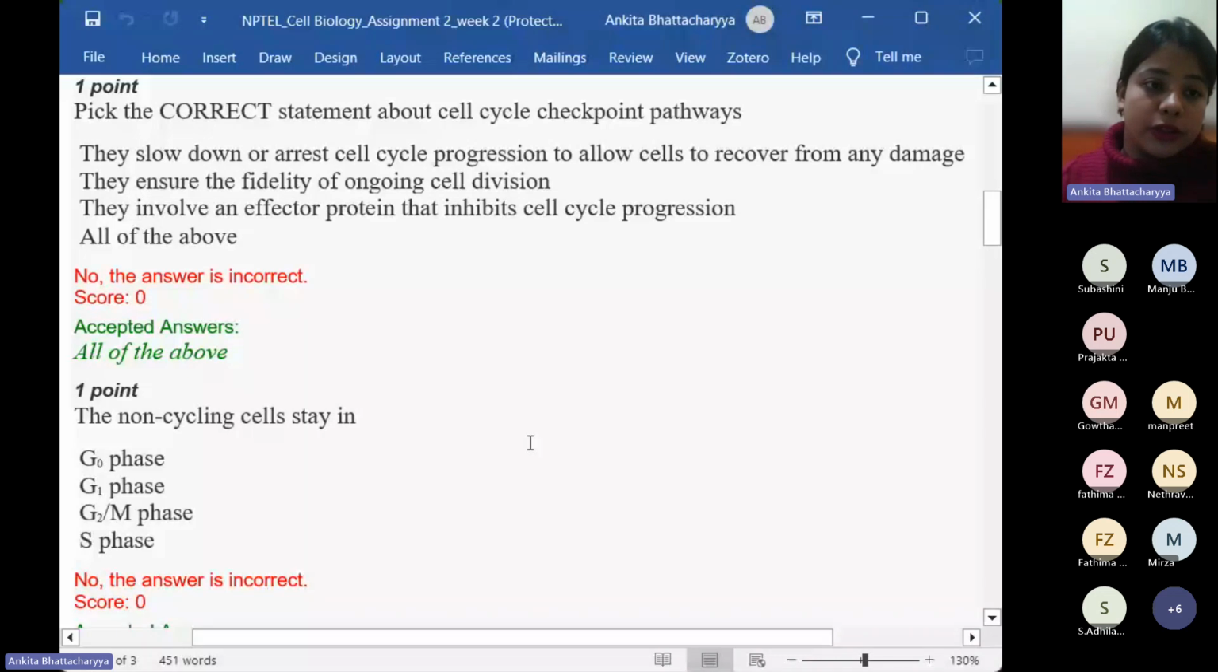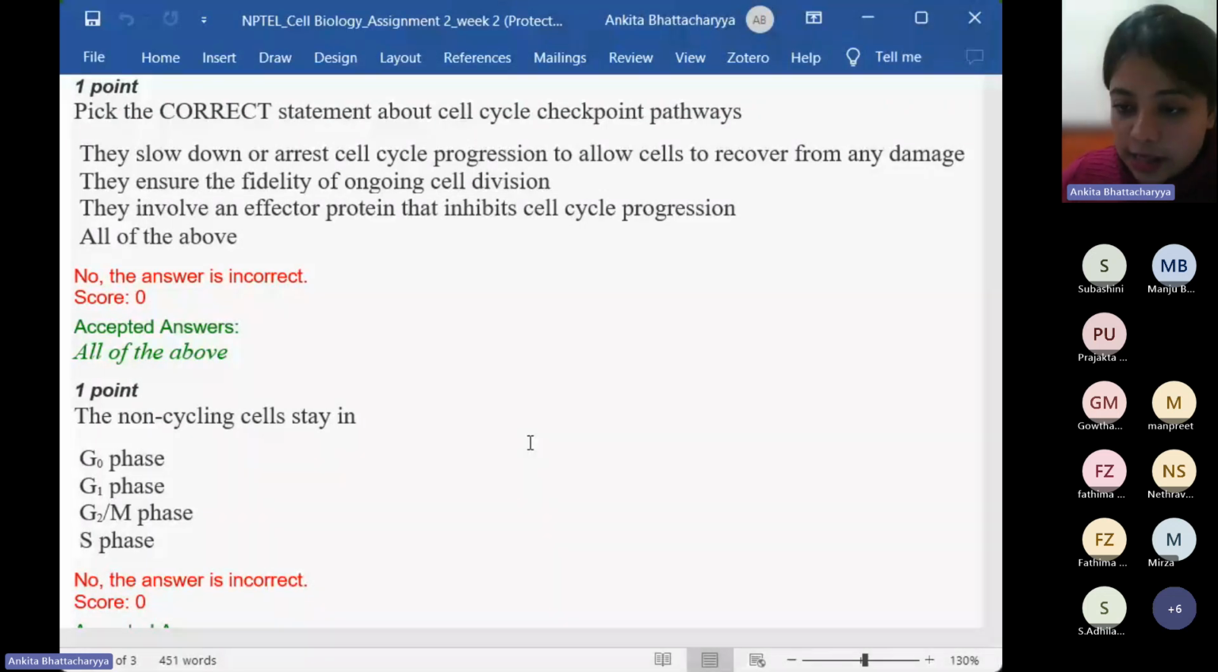So I was talking about this particular question about cell cycle checkpoint pathways. So first of all, they slow down or arrest cell cycle progression. This we've already discussed that it is an important step to make sure that a cell that is carrying damage does not keep on duplicating or increasing in number. Second, it ensures the fidelity of the ongoing cell division. So whatever steps are being carried out during the division process are being carried out accurately without any errors. Thirdly, they involve an effector protein that inhibits cell cycle progression.